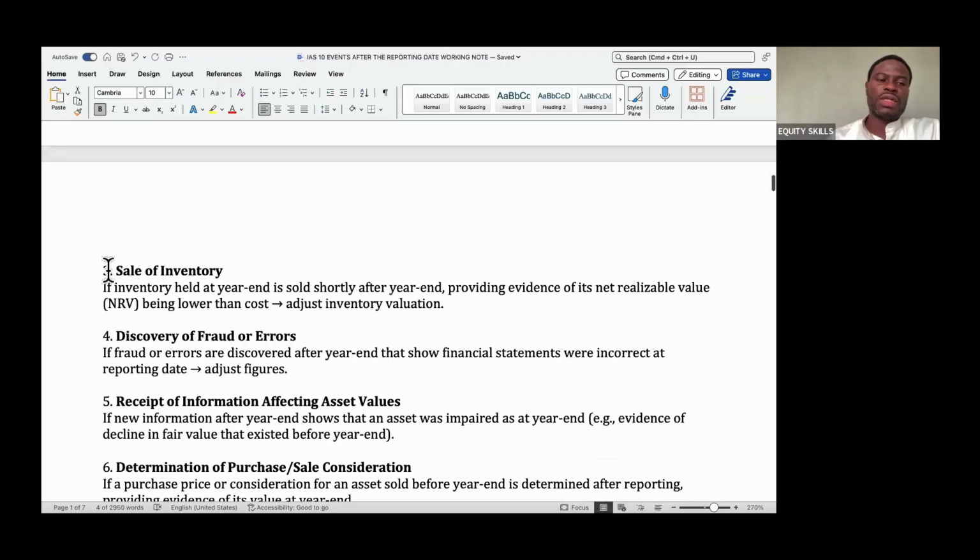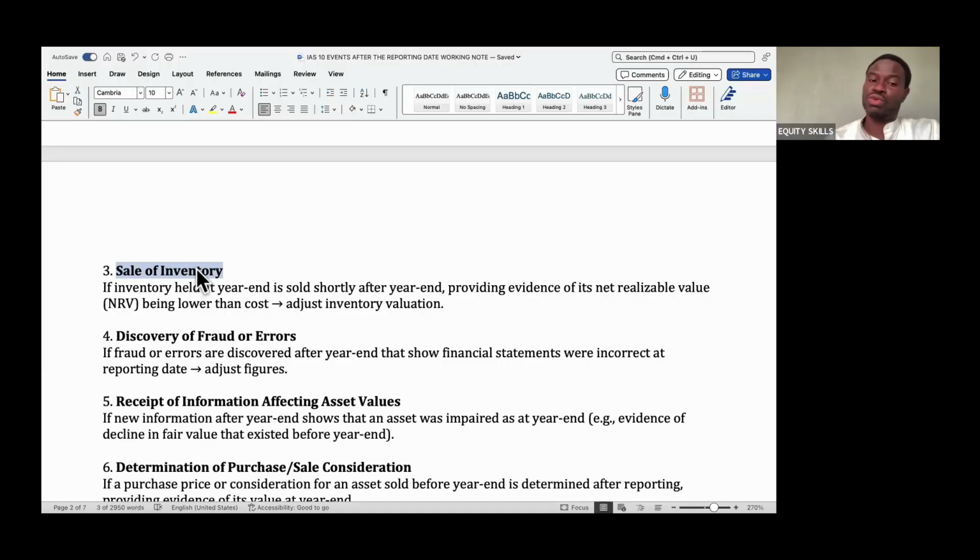Also, is sale of inventory. So if you sell an inventory after the year end, what that does for us is that it's going to provide evidence of the selling price of that inventory.